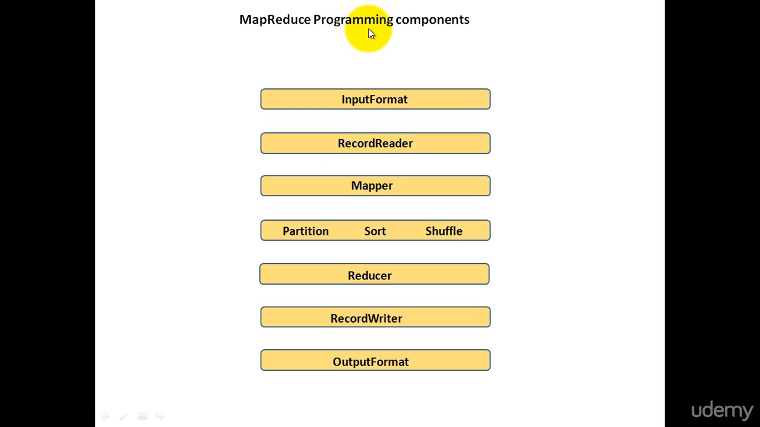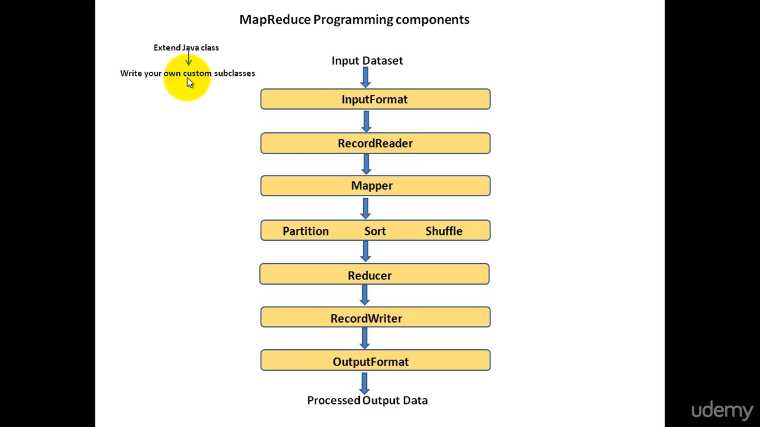In this session, we will learn the programming components of MapReduce. What I mean by programming components is that you can extend the Java classes of these components and write your own custom classes. It all depends on what is your requirement and what problem you are solving. The components shown here are arranged in the order of how data flows in the MapReduce program.